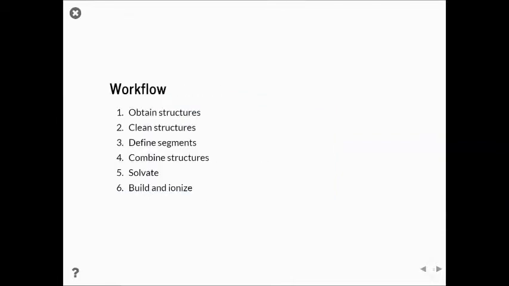So the typical workflow that we do when we build a system is we obtain the structures, usually from the PDB. Then we do some cleaning. We remove ligands. If there are trimers, we keep only one of the chains. The third step is to define the segments. Tony also mentioned a bit about segments, and they are very important in building.